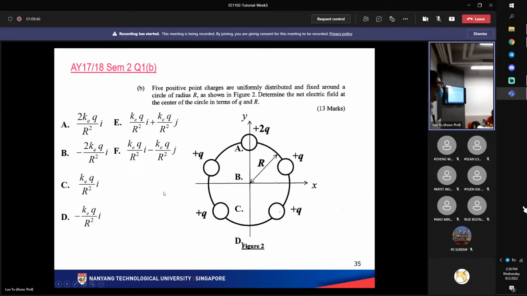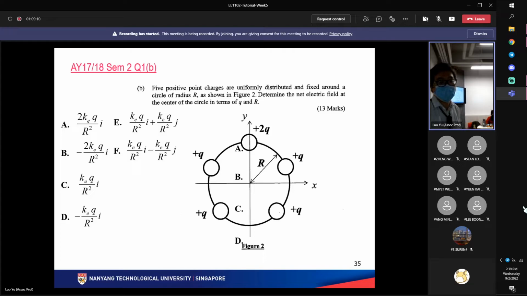This question can be solved purely with symmetry. You don't have to do any calculation. Now I will give you 3 minutes to think about the answer. Maybe you can also discuss within the group. Then each group gives me an answer.